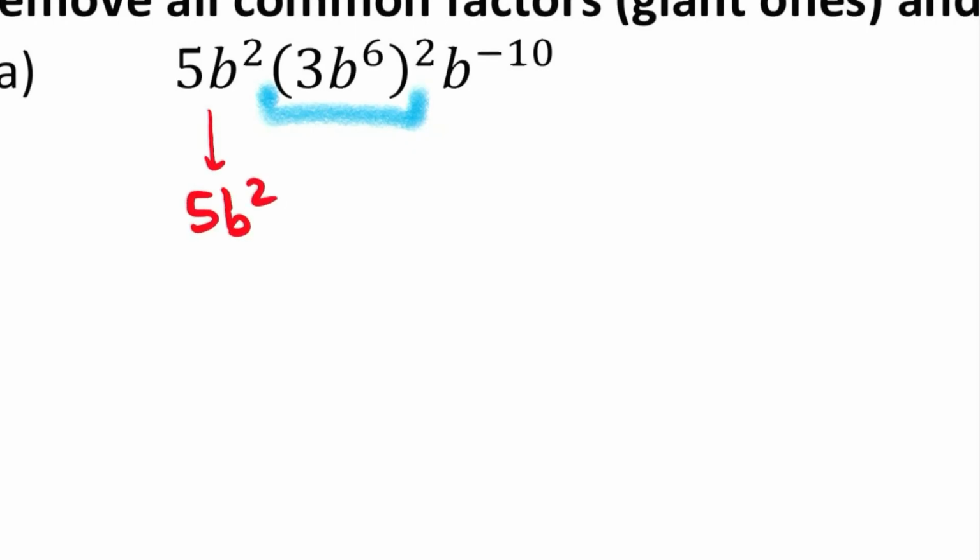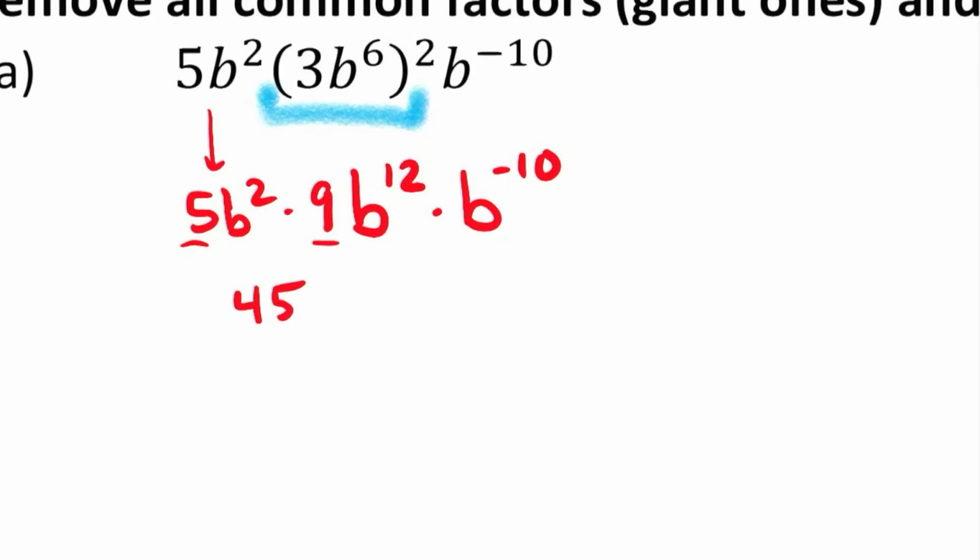But if I square this other thing, that means it's 3b to the 6th times another 3b to the 6th, which looks like 9 times b to the 12th, 12 factors of b, and then times b to the negative 10th. If I take this another step, I can see that I've got a 5 and a 9 that I can multiply. Those are numbers, they're not exponents. 5 times 9 is 45.